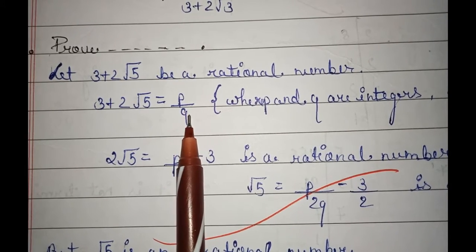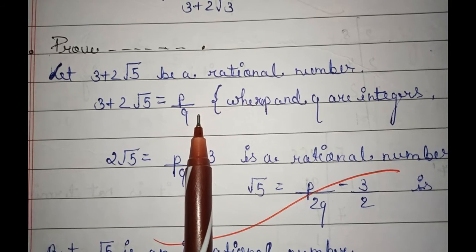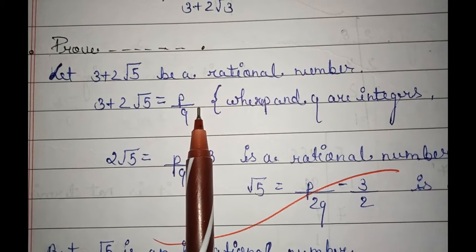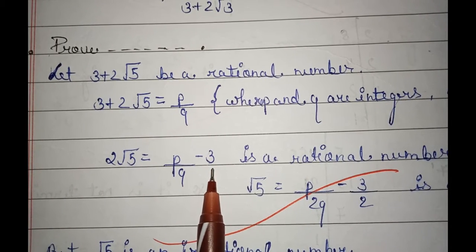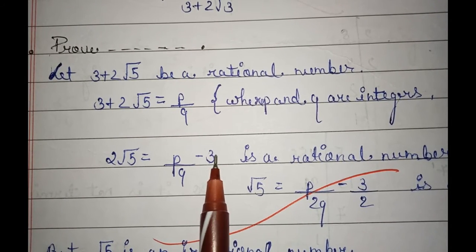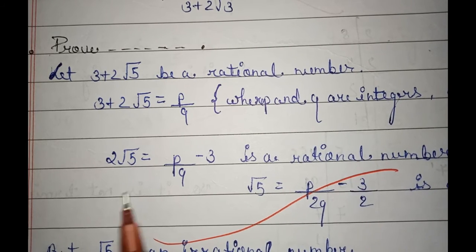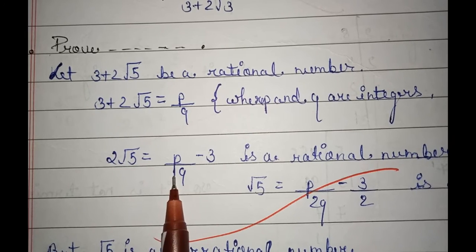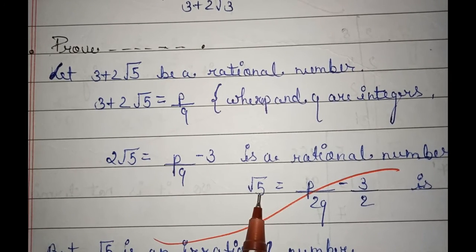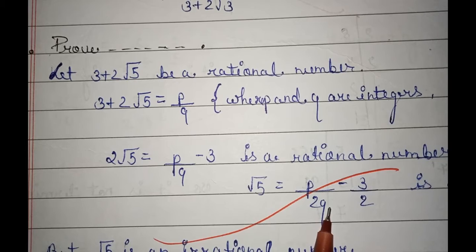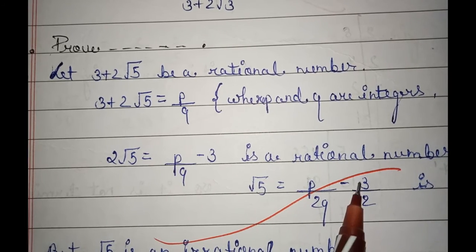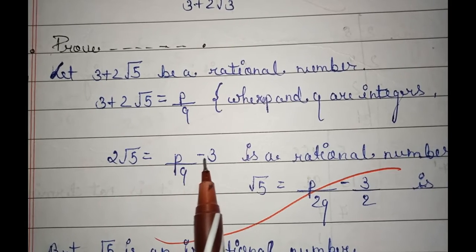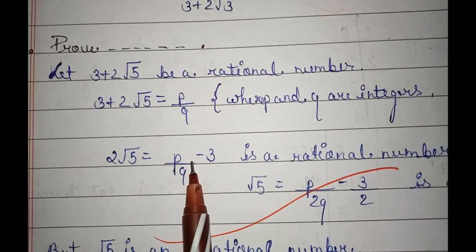Okay, means the HCF of these two numbers must be 1. So now if I move this 3 to the other side of the equal sign, it will convert into minus 3. Okay, so it is a rational number. Now if this 2 is in multiplication, it will go and divide on the other side. So I will get root 5 is equal to p upon 2q, also minus 3 upon 2, because this 2 will divide both of these terms.